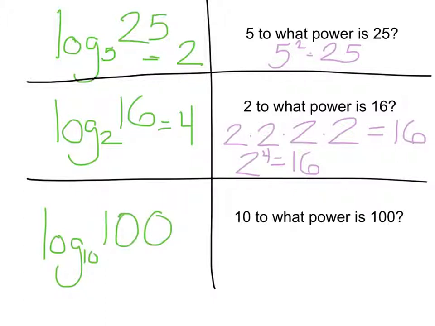Okay, that's just saying 10 to what power is 100? And you know that 10 to the 2nd power is going to get you 100, because 10 times 10 is 100. So this logarithm is going to equal 2, because 10 to the 2nd power gets me 100.